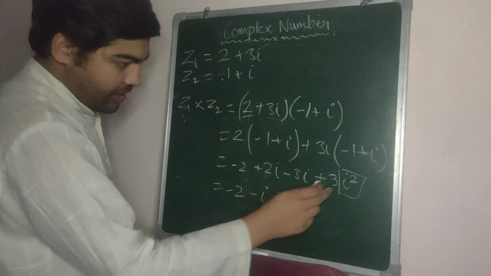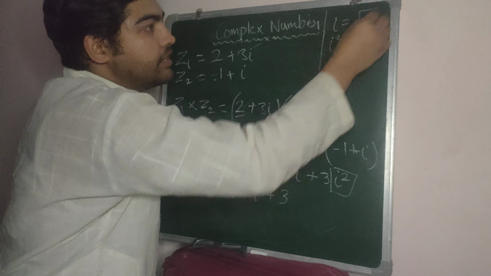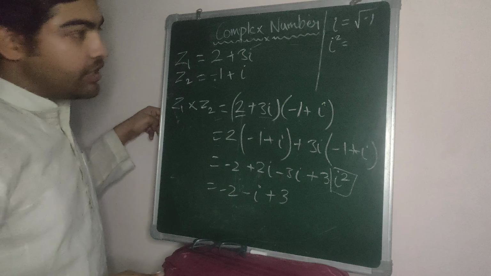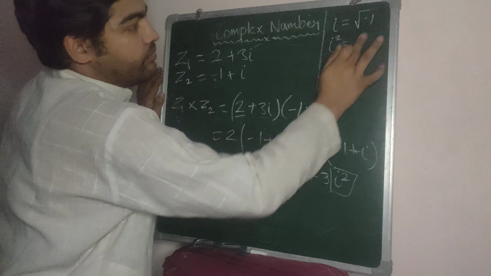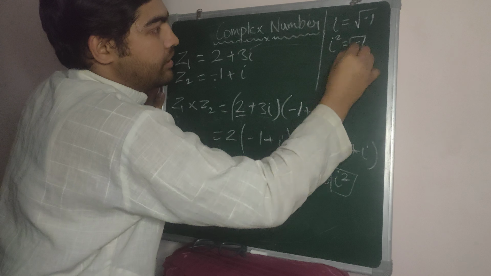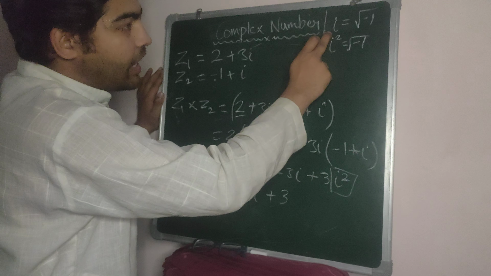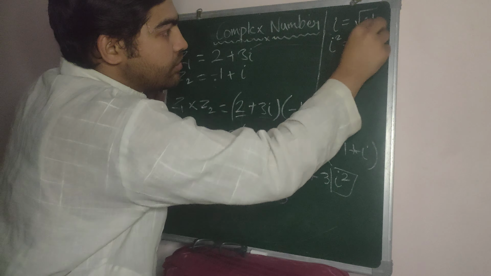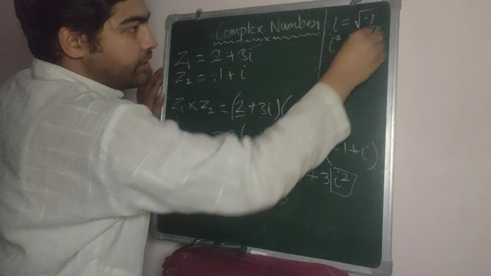We consider what is i square here. As we know, i is equal to root minus 1. So what should be the i square? We need to square this number, and the square root and square should cancel out. Then i square should be considered as minus 1. Now I can write this as well. What is the value of i? i is equal to root minus 1. Then what is i square? Root minus 1 to the power 2. Then it will become minus 1, because the square root and square cancel out.